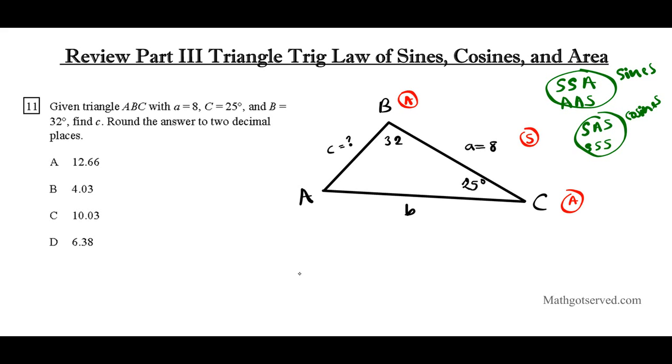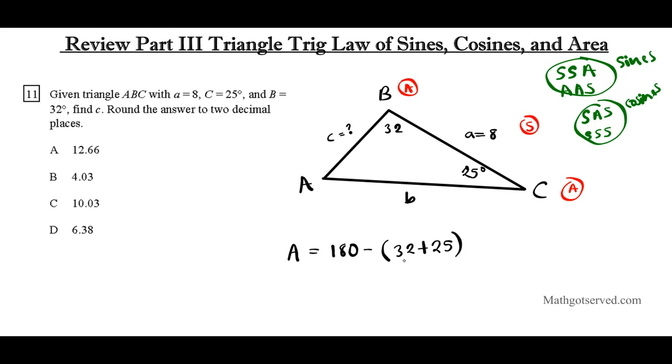So we're going to have to find angle A using the triangle angle sum theorem. Angle A is going to be 180 degrees minus the sum of the other two interior angles, which is 32 plus 25. If we plug that into our calculator, we'll find out that angle A is equal to 123 degrees. Clearly, it's not drawn to scale. So angle A is 123 degrees.